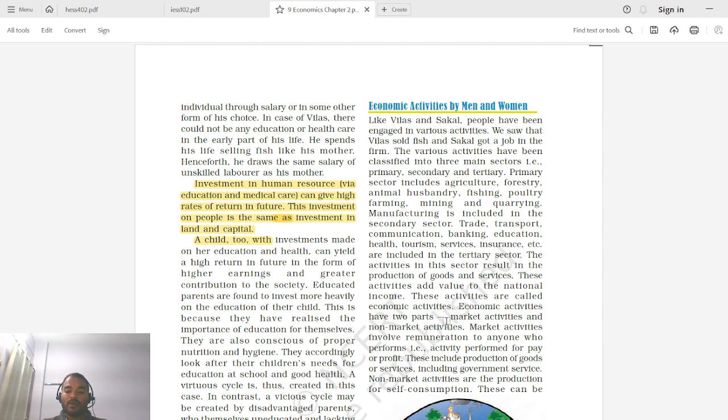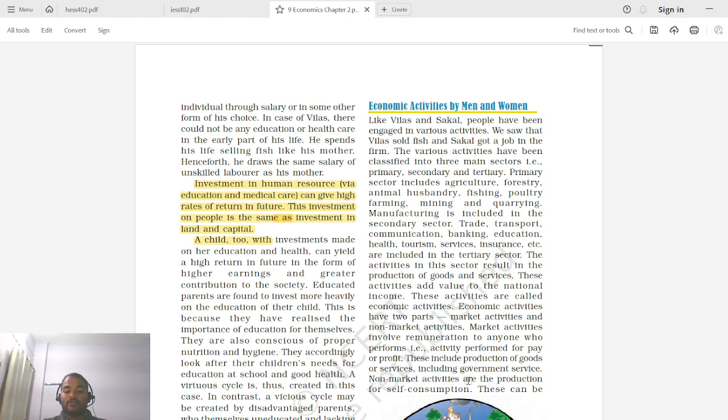Economic activities have two parts: some are market activities and some are non-market activities. Economic activities are divided further into two parts. First is market activities and second is non-market activities. Market activities involve remuneration to anyone who performs them, that is, activities performed for pay or profit. These include production of goods or services, including government services.